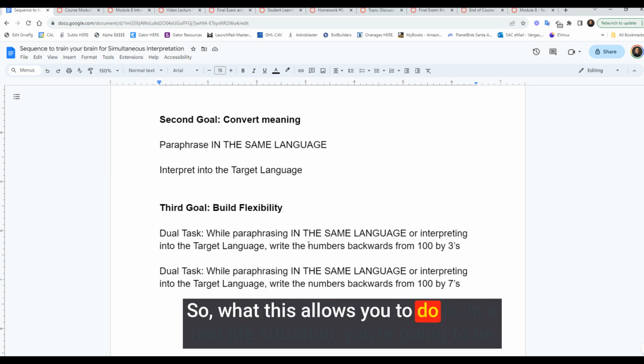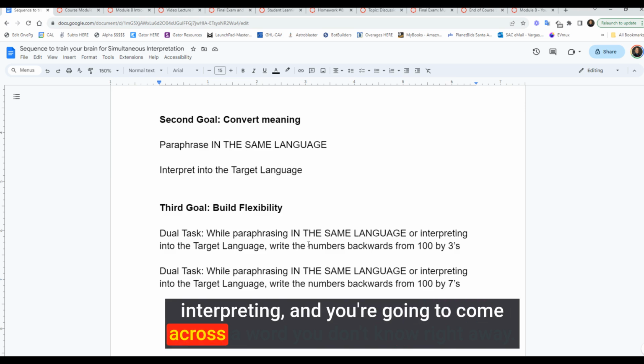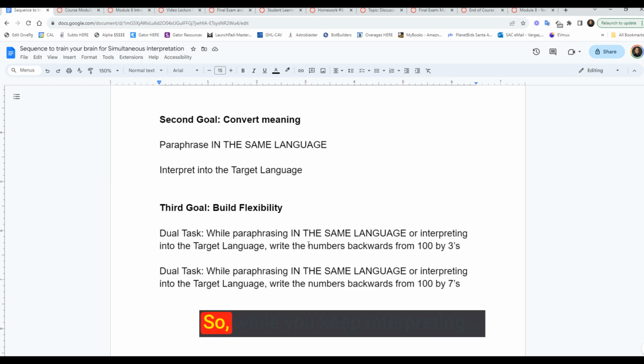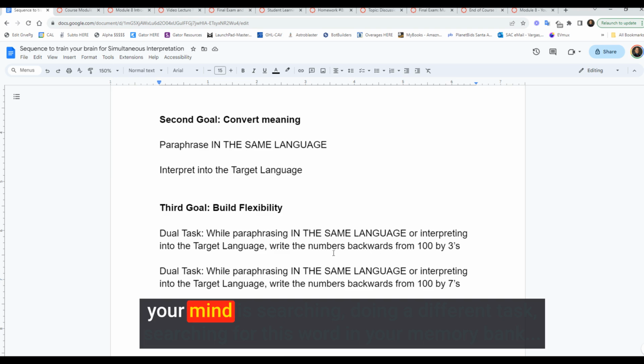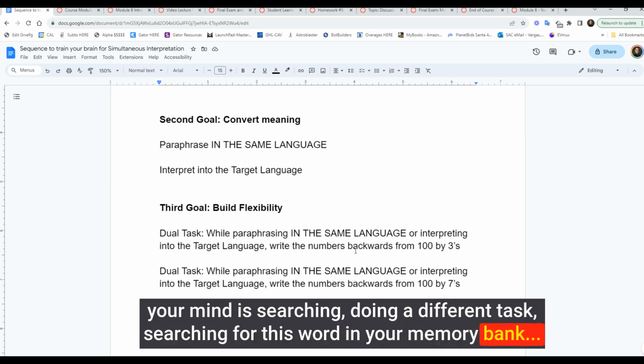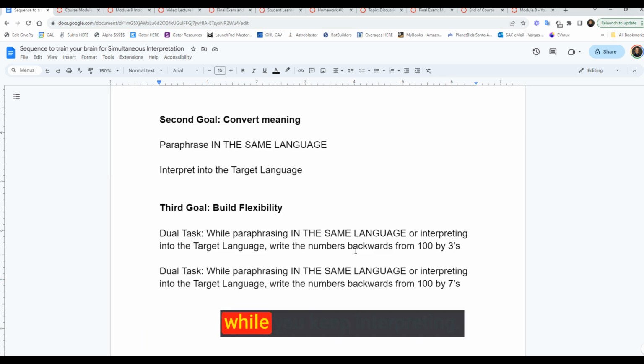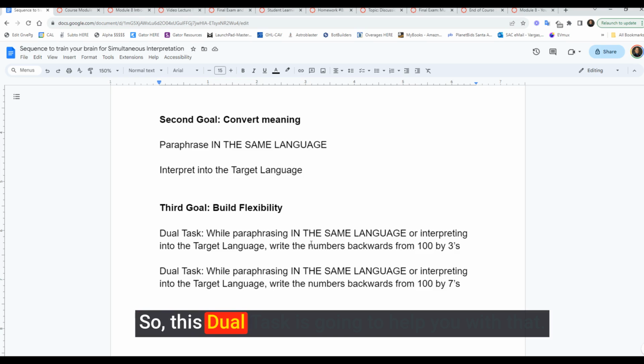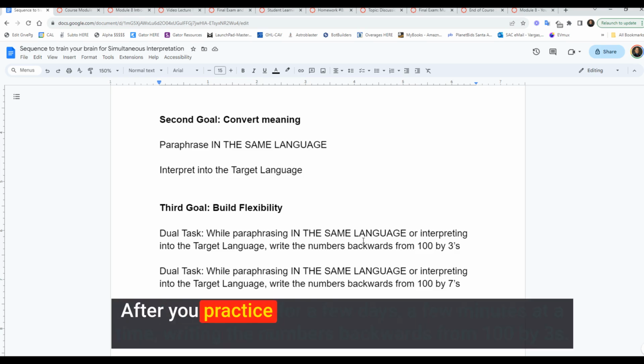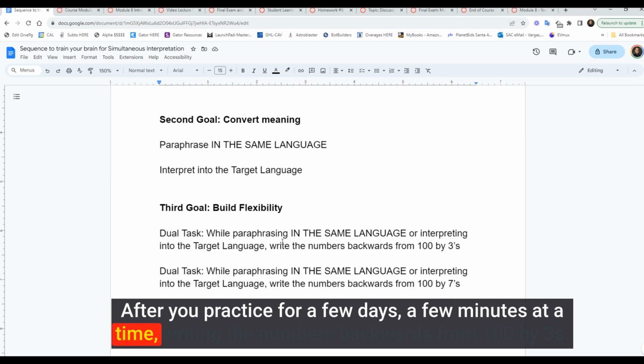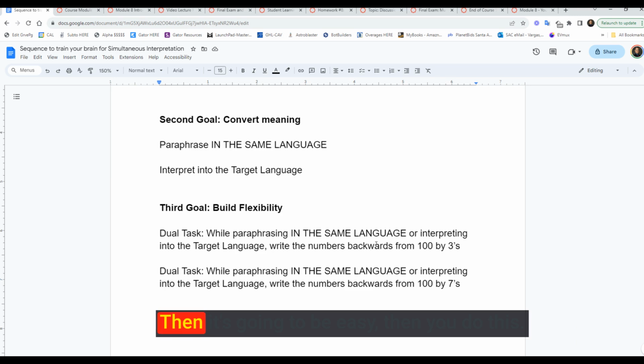So what this allows you to do is, in a real life situation, you're going to be interpreting and you're going to come across a word you don't know right away. So while you keep interpreting, keep doing this part, your mind is searching, doing a different task, searching for this word in your memory bank, literally your memory bank, while you keep interpreting. So this dual task is going to help you with that. After a while, this is going to become easy. After you practice for a few days, a few minutes at a time, writing the numbers backwards from 100 by threes, then it's going to be easy.